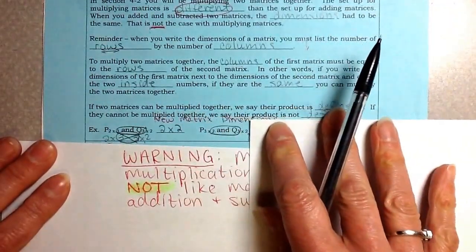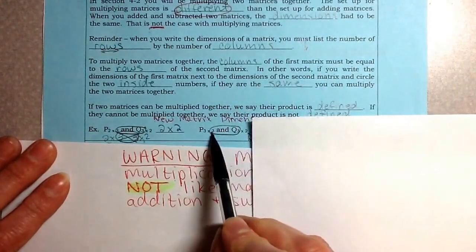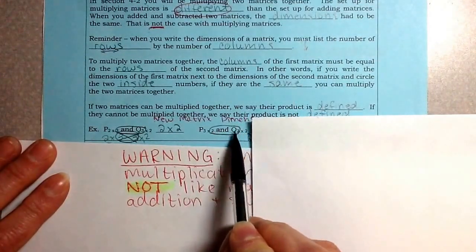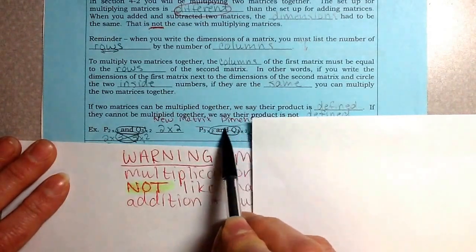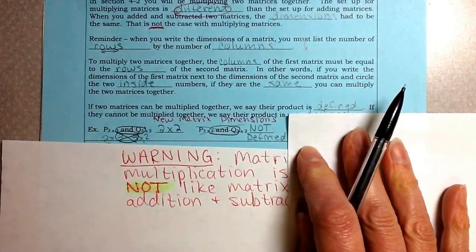Okay, next one, we have other dimensions for P and Q, and I'm going to circle the two inside numbers. Notice they're not the same, so this one cannot be multiplied together, and the product is not defined. We can't do that.